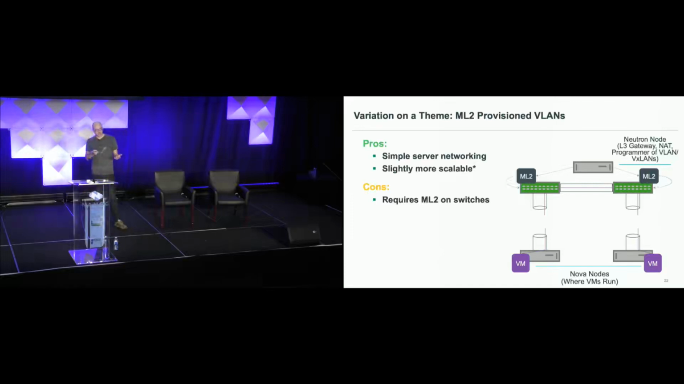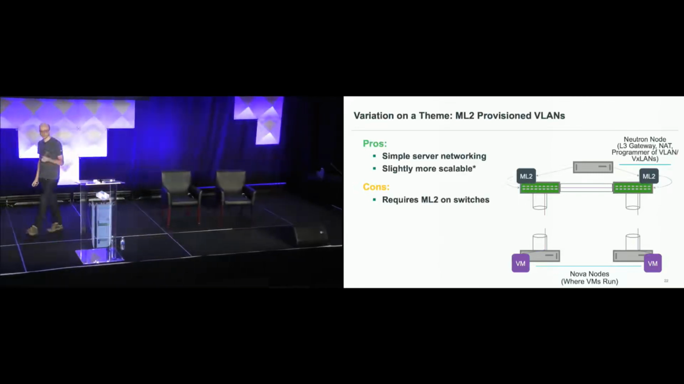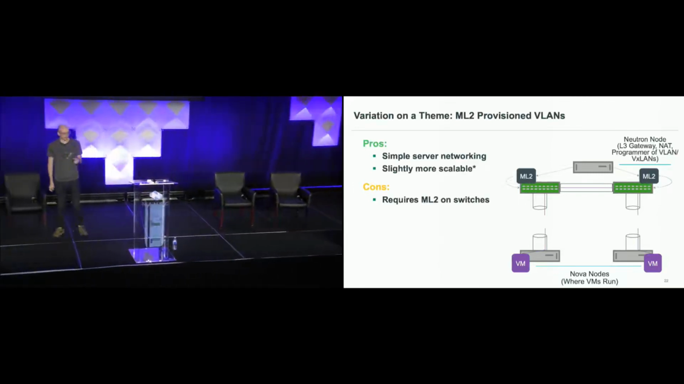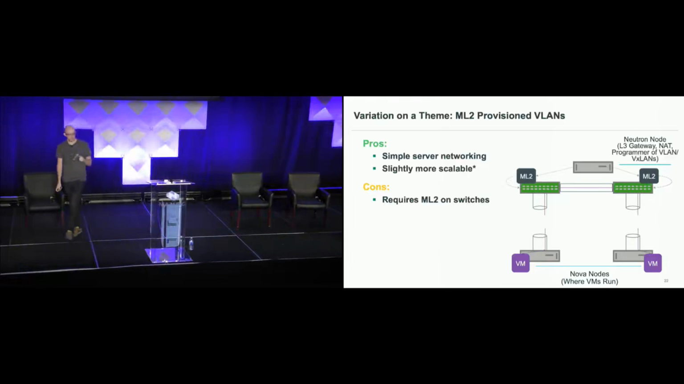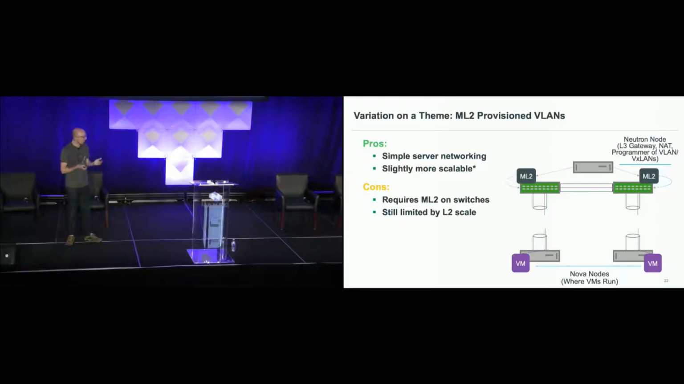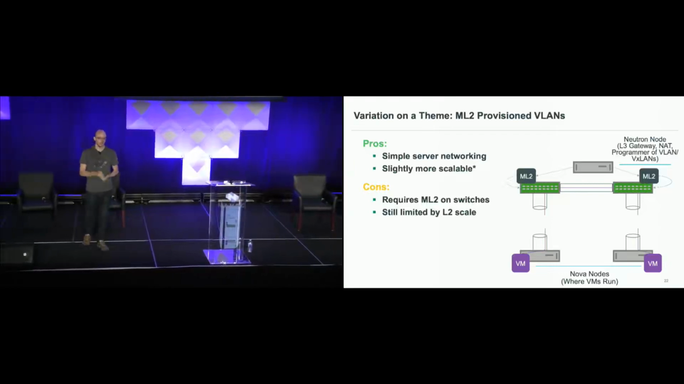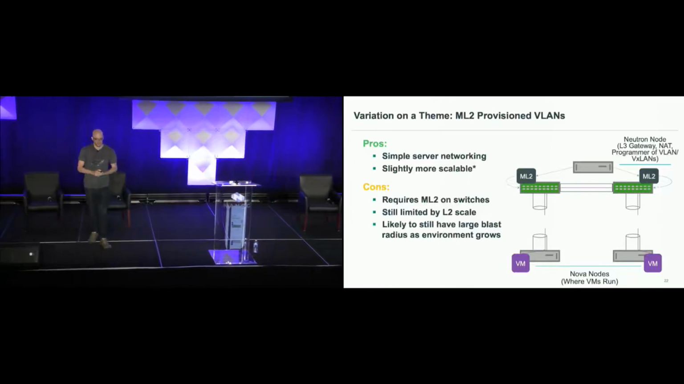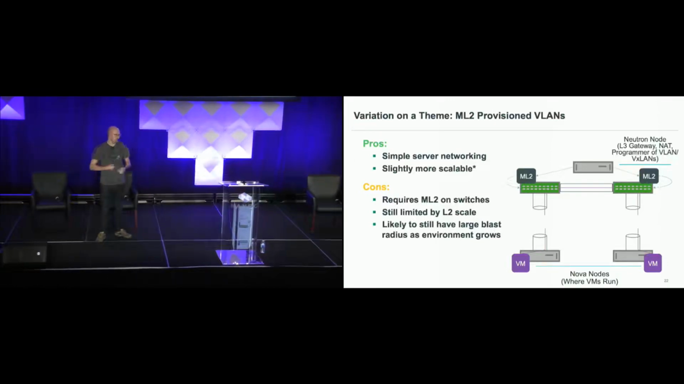Again, cons. Now I have to have ML2 on switches. I have to have this agent thingy dynamically configuring and changing my switch, and we all know how we feel about things dynamically changing our network out of our control. I'm still limited by that L2 scale, both from a blast radius and from a 4096 VLAN scaling provision. And again, I'm very likely to eventually have my weekend ruined by some massive outage. I like my weekends.